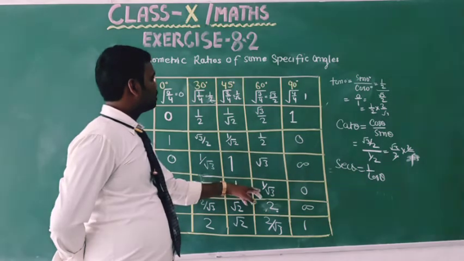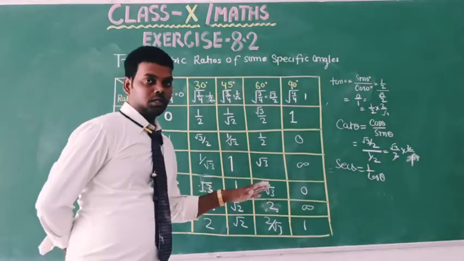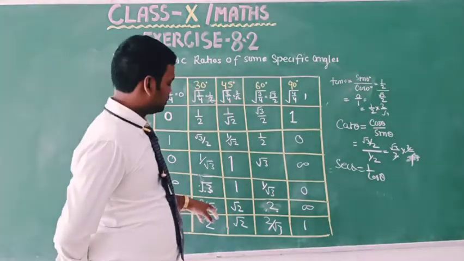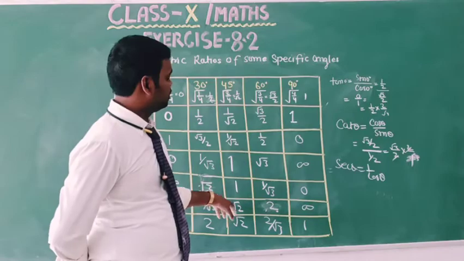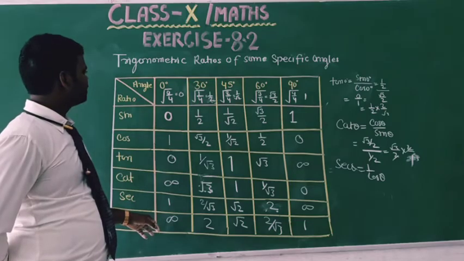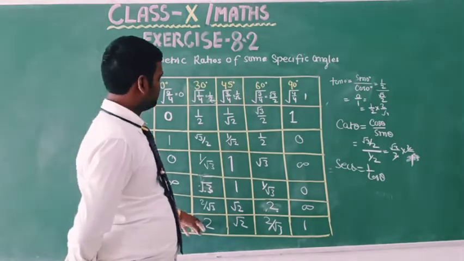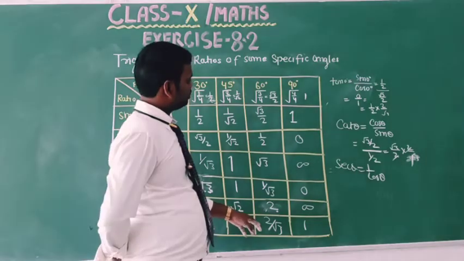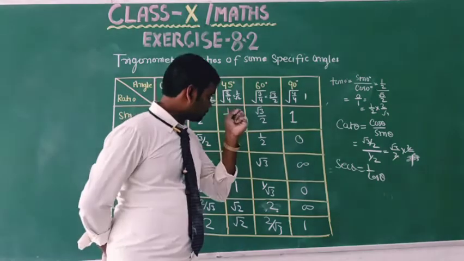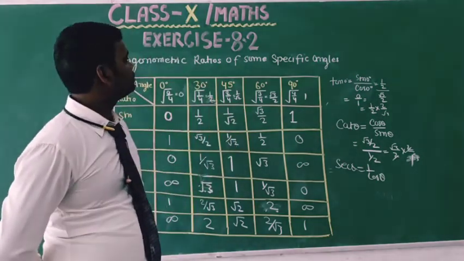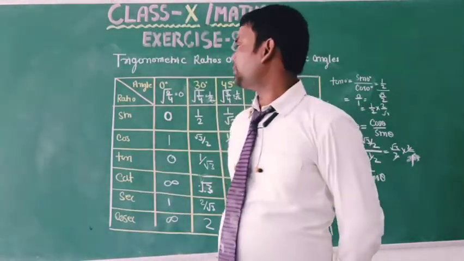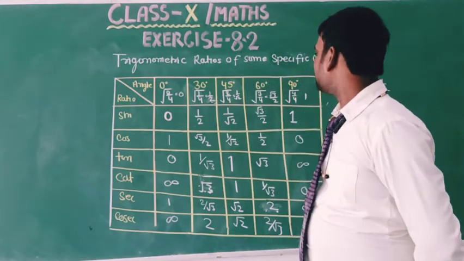Cot 0 is infinite, cot 30 is root 3, cot 45 is 1, cot 60 is 1 upon root 3, cot 90 is 0. Sec 0 is 1, sec 30 is 2 by root 3, sec 45 is root 2, sec 60 is 2, sec 90 is infinite. Cosec 0 is infinite, cosec 30 is 2, cosec 45 is square root 2, cosec 60 is 2 by root 3, and cosec 90 is 1. So this is the trigonometric angles table for the specific angles 0, 30, 45, 60 and 90.